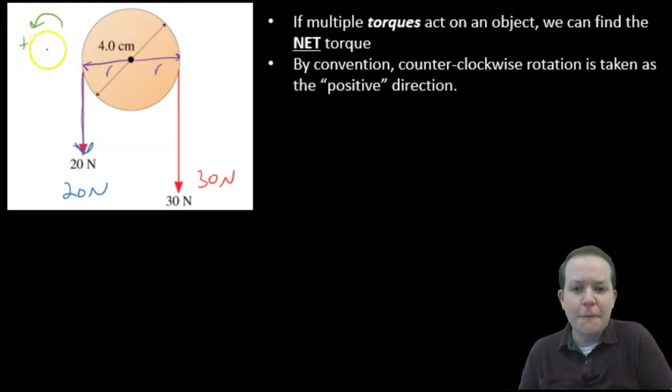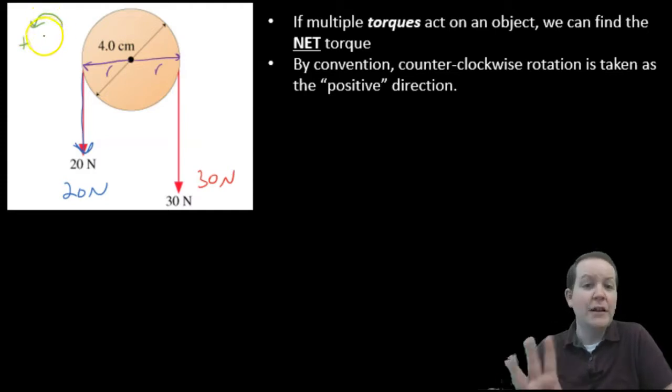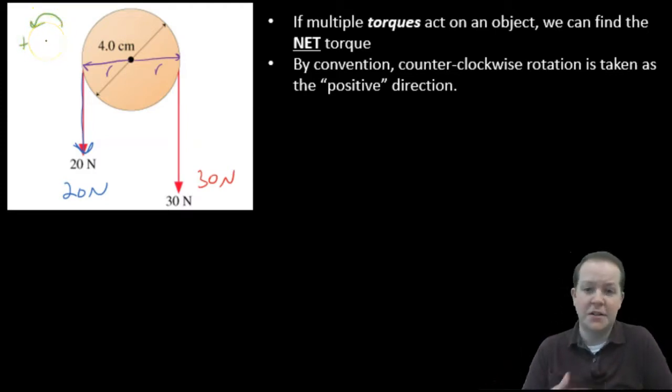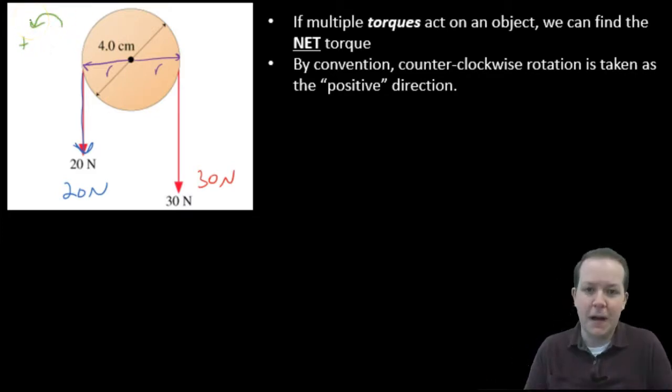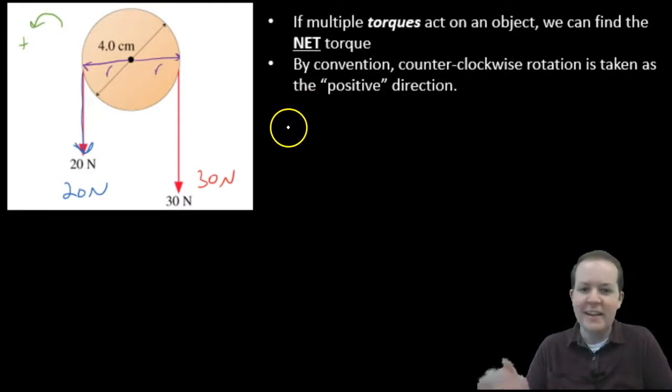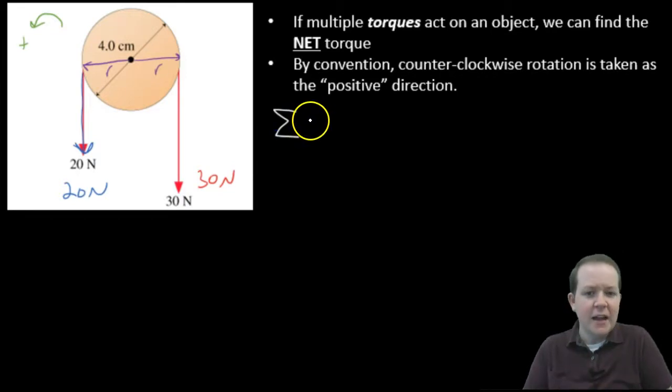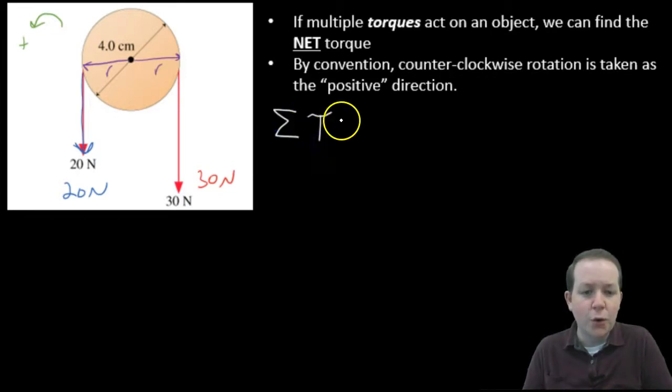And like we did for forces, I recommend you label very clearly what directions you're saying are positive and negative. Notice I have this arrow that's clearly showing that counterclockwise is positive. So what do I do to set up the sum of the torques? Well, it's just like we did before. I'm going to write the sum of, not forces, the torques.